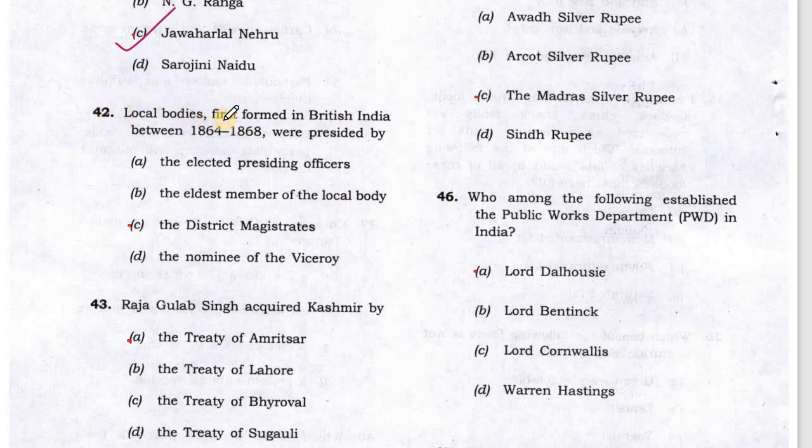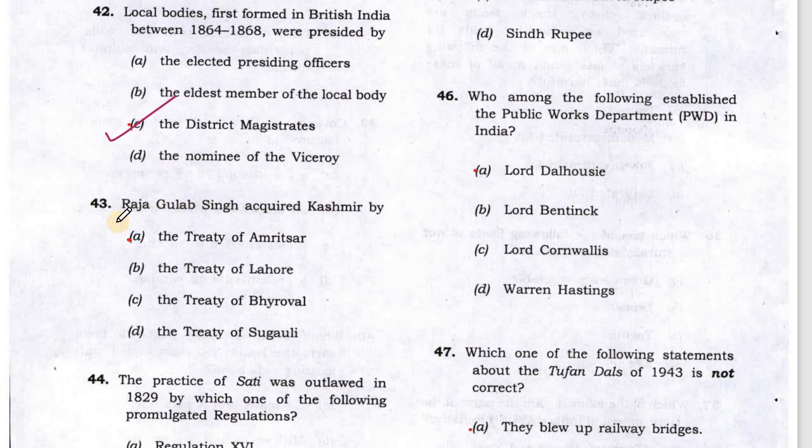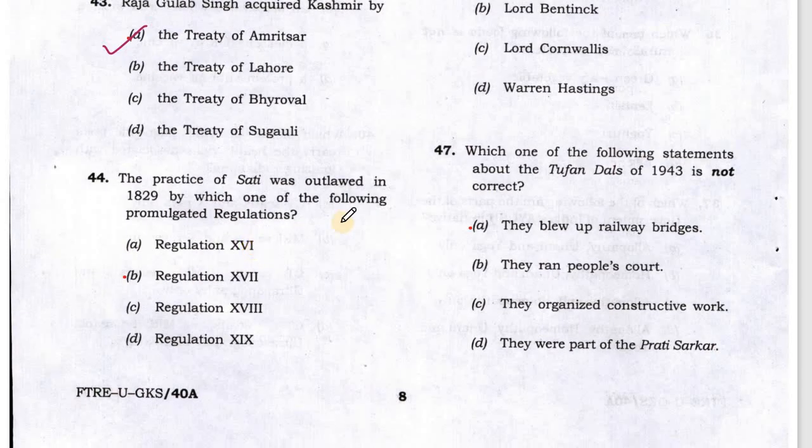Now question 42: local bodies first formed in British India between 1864 and 1868 were presided over by the district magistrate. Then Raja Gulab Singh acquired Kashmir by the Treaty of Amritsar. A will be the correct answer. Then Sati. Question 44: the practice of Sati was banned by which regulation? So this is Regulation 17. So B will be the correct one.